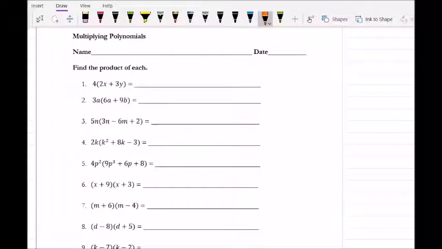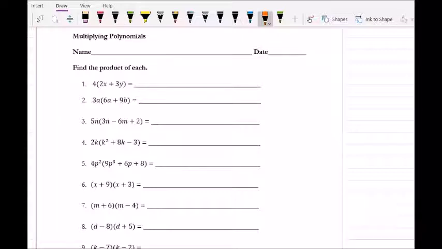Hello and welcome. Today we're going to be looking at how to multiply polynomials. So before we get started with the actual multiplying, let's remember a few things. A polynomial with two terms is called a binomial, and a polynomial with three terms is called a trinomial.